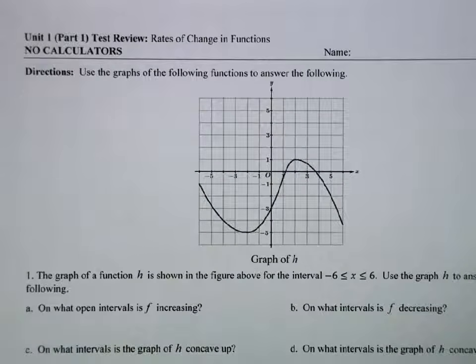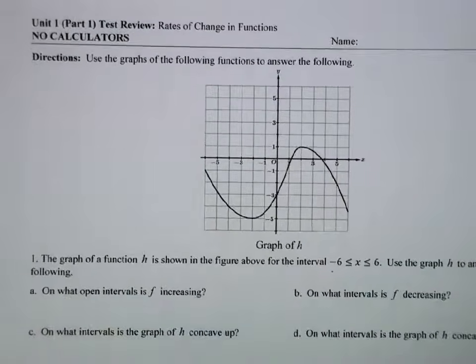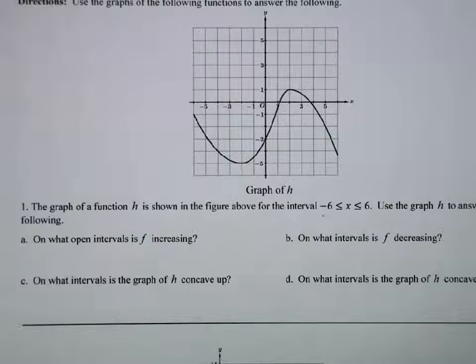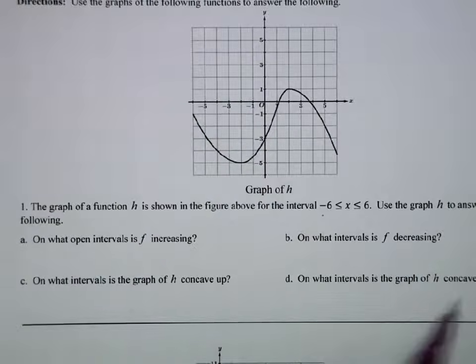So this is our review for AP Precalculus Unit 1, Part 1. This covers topics 1.1 through 1.6. First question here, we've got a graph. It's on a closed domain, so from -6 to 6, and we're going to use the graph to identify where we are increasing, decreasing, concave up, and concave down.